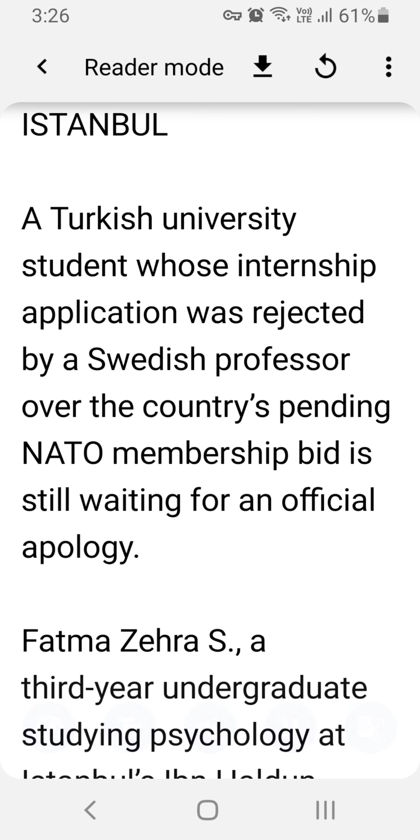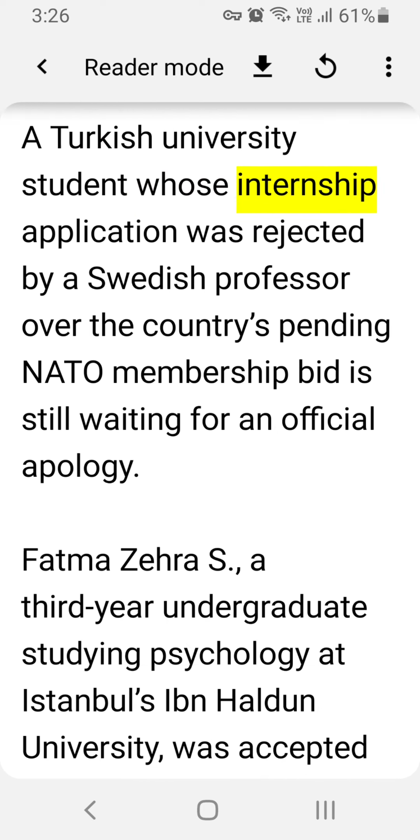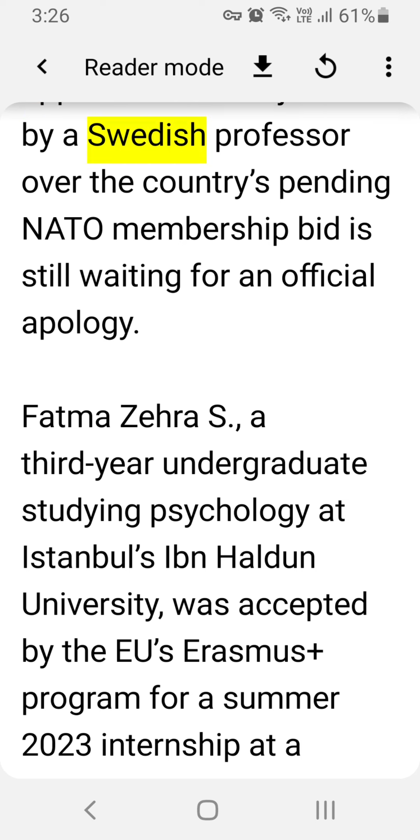Take forever to get there. Still no apology, says Turkish student after discrimination over Sweden's NATO bid. Istanbul, a Turkish university student whose internship application was rejected by a Swedish professor over the country's pending NATO membership bid, is still waiting for an official apology.